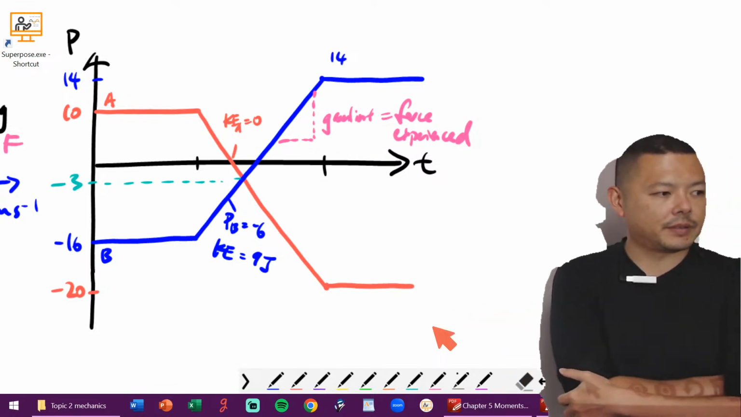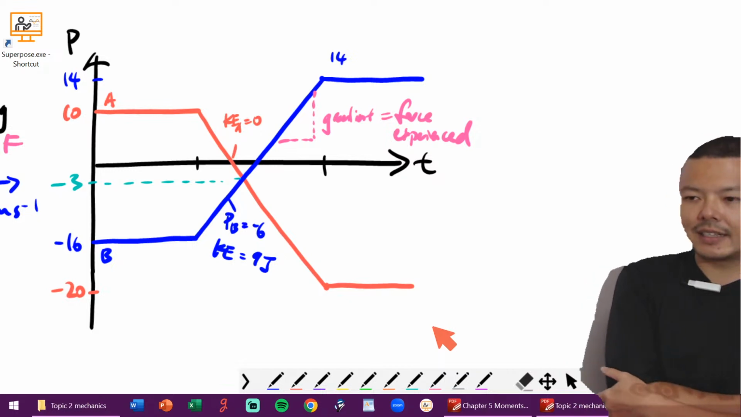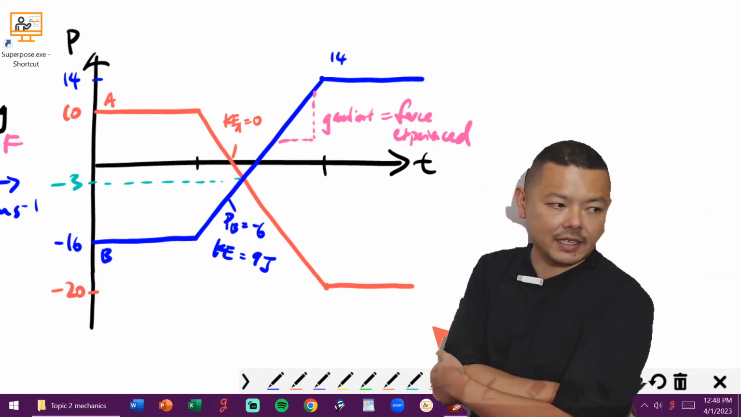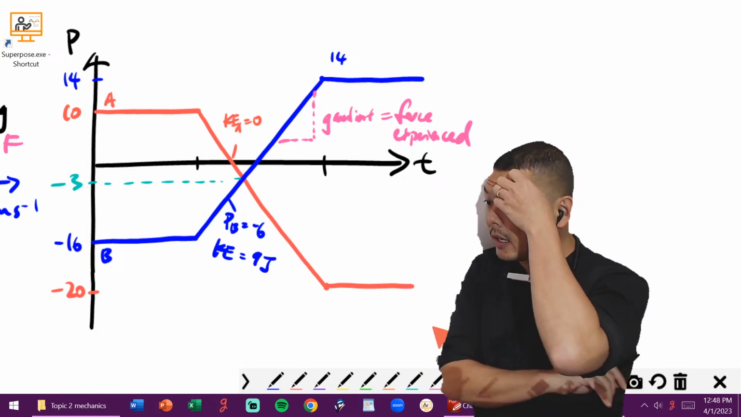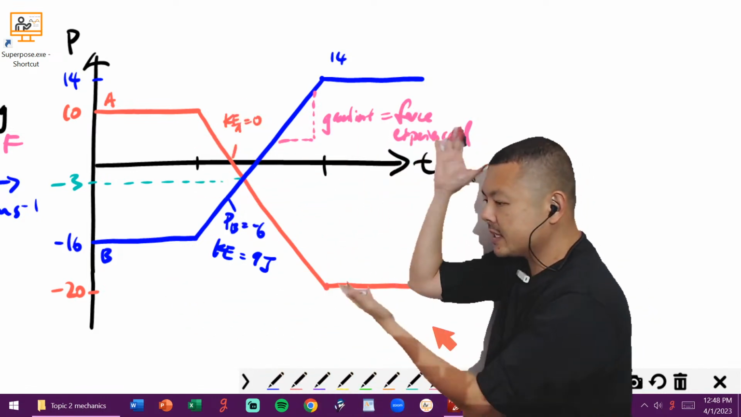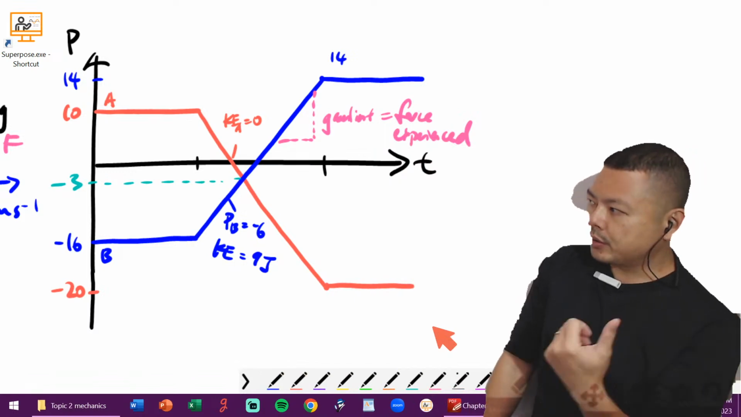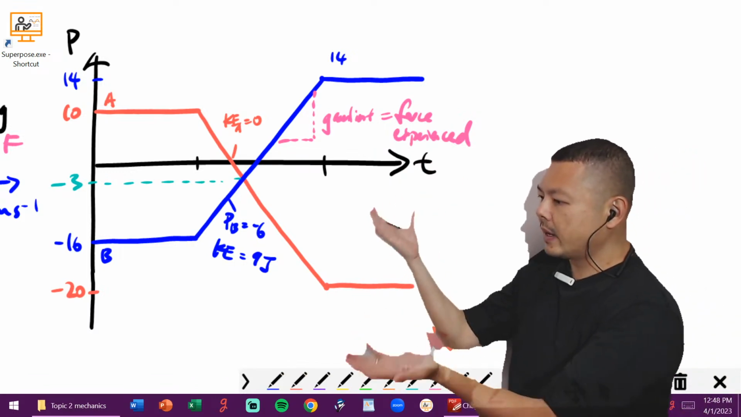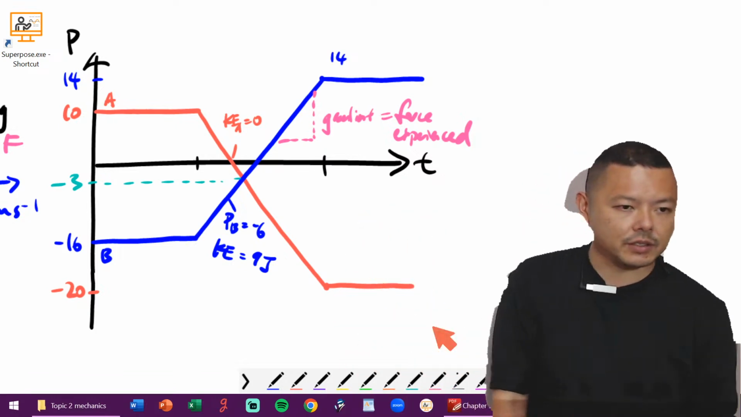Yeah, you won't be able to tell. You can't tell whether this is elastic or inelastic, because for inelastic or elastic, momentum is always conserved. So even though the graph shows you that momentum is conserved, you don't know the mass, you don't know the velocity, you don't know the situation, you have no idea whether this is an elastic or inelastic collision. So no, you can't.